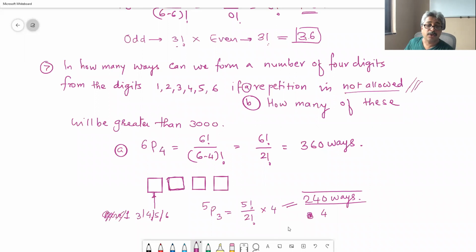Okay. Now what is, sir, ratio proportion? Sir, could you please tell how we got 5P3? I got 240 by just multiplying, but I didn't get how to convert that in that form.